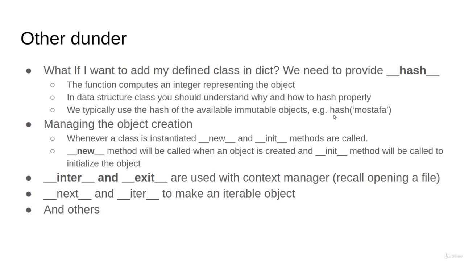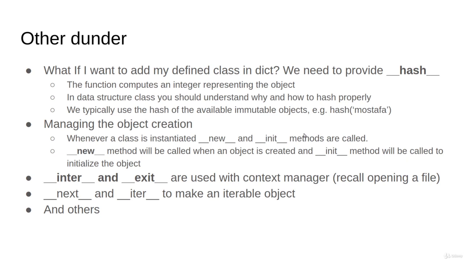Observe that the built-in immutable objects like integers or strings like Mustafa already have a hash function. So when we would like to implement our own hash function, we actually make use of the hash function of the internal objects. The second thing is about the new dunder function. We used to implement the init. Actually, behind the scenes, there is also another one called new. This one will be called before the init. So the new one is the one that creates the object, but the init is the one that will be used to initialize the object.